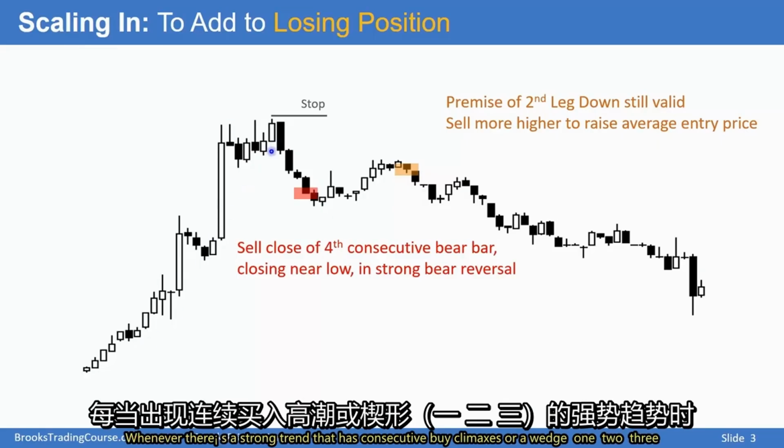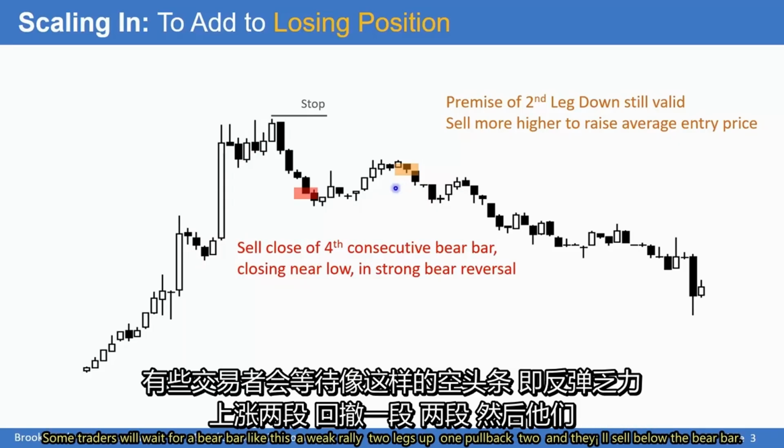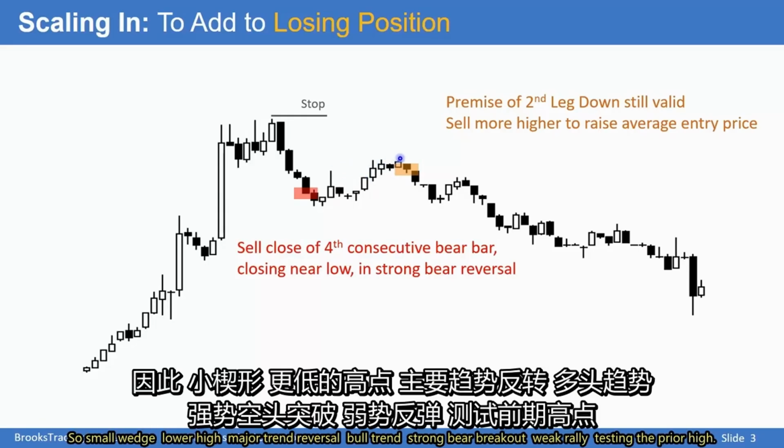Whenever there's a strong trend that has consecutive buy climaxes or a wedge, 1, 2, 3, traders are expecting 2 legs down, 1 and then pullback and then 2. Some traders will wait for a bear bar like this, a weak rally, 2 legs up, 1 pullback, 2, and they'll sell below the bear bar, or maybe they'll sell here, a wedge, 1, 2, 3. So a small wedge, lower high, major trend reversal.